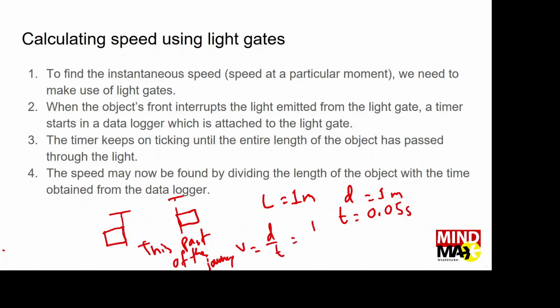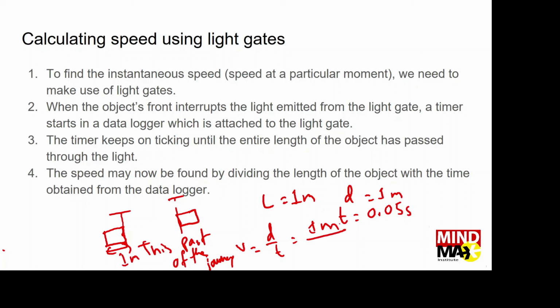So here the distance is 1 meter. Why is the distance 1 meter? Like I said, the distance moved is actually the length of the object itself, the amount of length it had to move for the interruption to stop. So what was that length? From the front of the object to the back of the object. That distance is actually the length of the object, which is 1 meter.